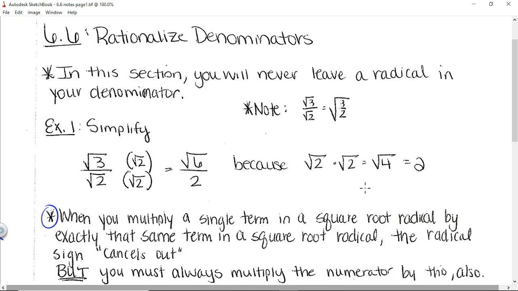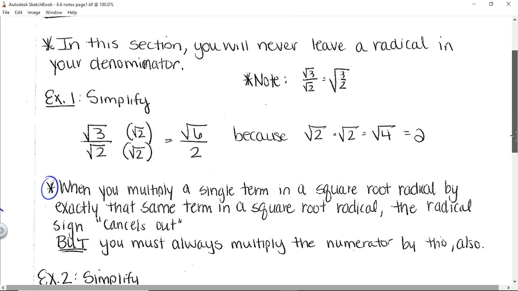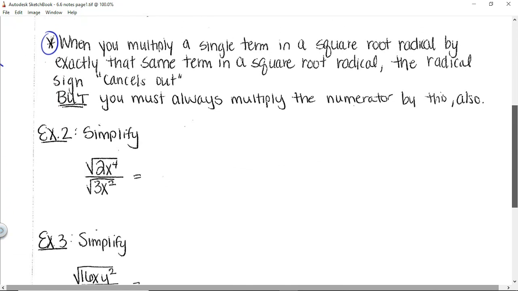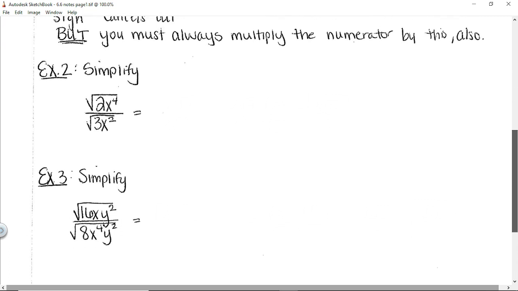So this will get rid of the radical in the denominator every time. We now have a denominator that does not have a radical. The numerator still does, but that's okay. The goal is to get the radical out of the denominator. Okay, so let's look at some examples.